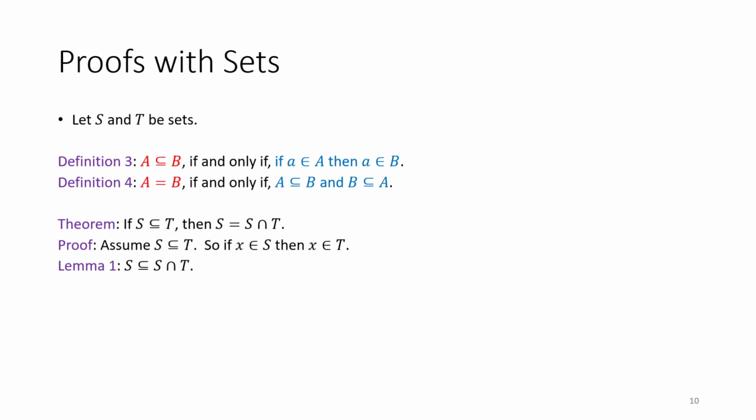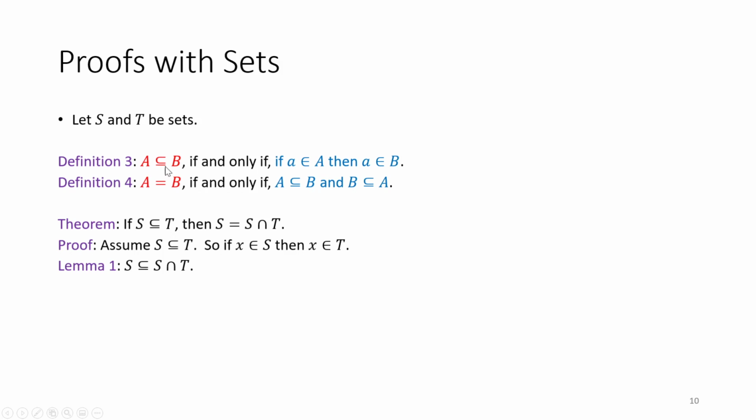So the first one I'm going to call a lemma. You can think of this as a subroutine or a subproof inside our proof. We're going to break out the first lemma, which is going to be that S is a subset of S intersect T. Okay, so this is what I want to prove: S is a subset of S intersect T.